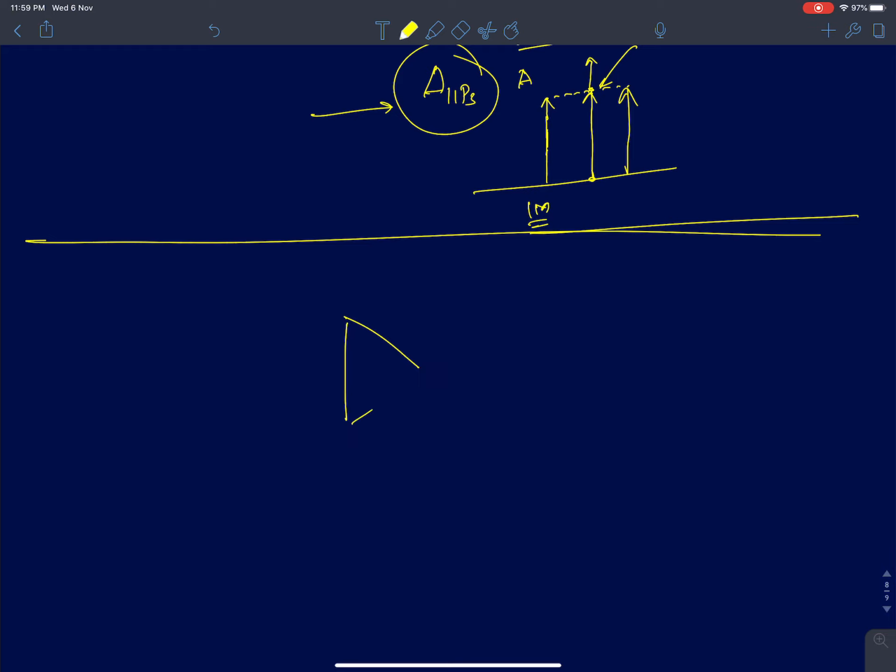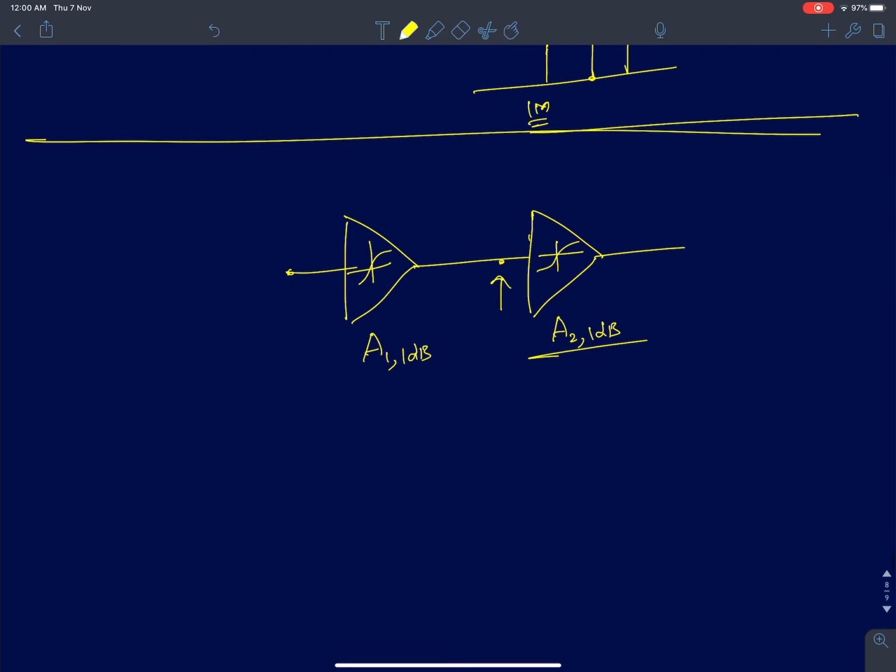Now let's say I cascade two nonlinear systems. The 1 dB compression point of the first stage I am going to call A1 dB, and the second stage is A2 dB. Both of them I am referring to the input. Now we are going to try to find the A1 dB, or P1 dB, of this whole composite system. They are both the same. What will be the A1 dB or P1 dB of the composite system?